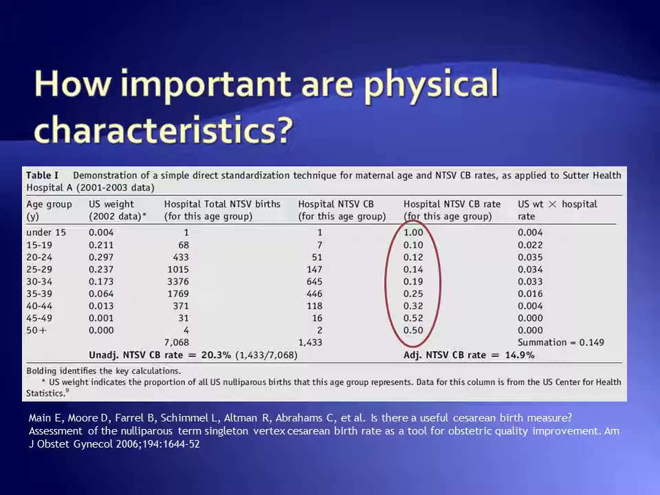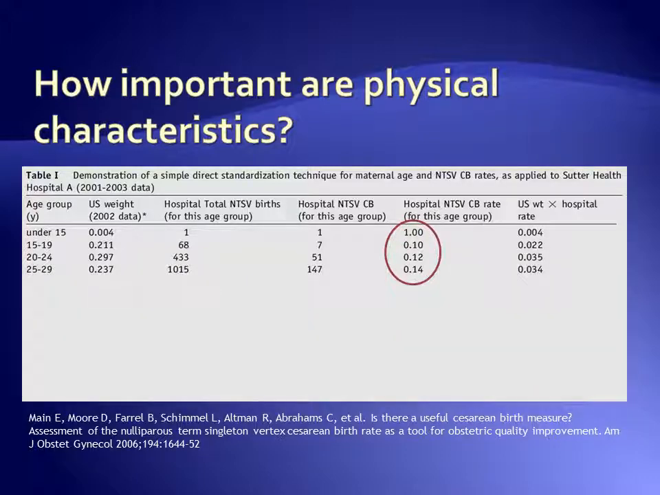In 2006, Dr. Elliot Main and his group in California published a cesarean birth measure based on the NTSV case mix and proved that adjusting for age was mandatory due to the significant difference between the cesarean birth rates of younger and older NTSV patients. The inherent risk due to increasing age was similar in California as it was in Dr. Chen's study from Florida.